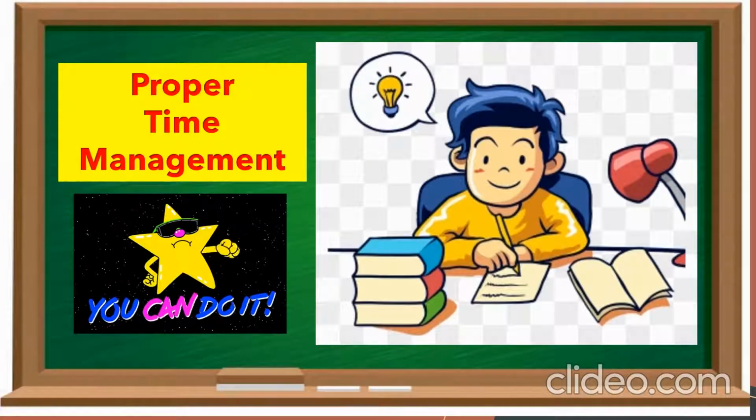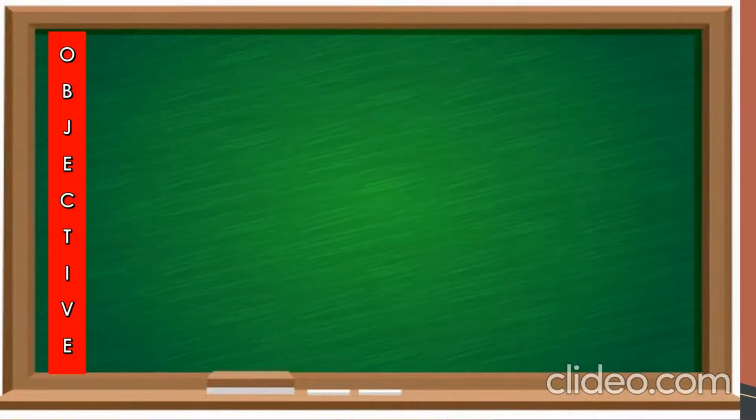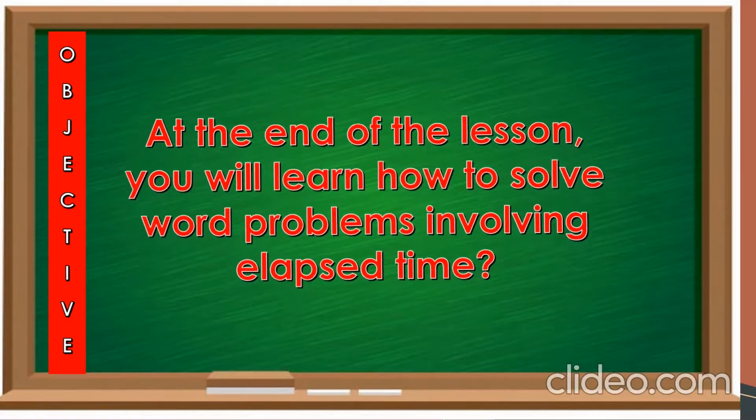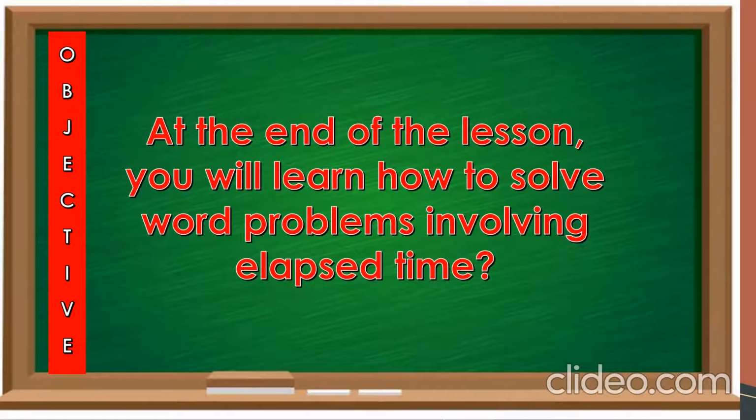Very well said, children. It's all about proper time management. You have to set your priorities and plan your tasks to do. I know you can do it. You just have to manage your time properly. For today's lesson, our objective is: at the end of the lesson, you will learn how to solve word problems involving elapsed time.